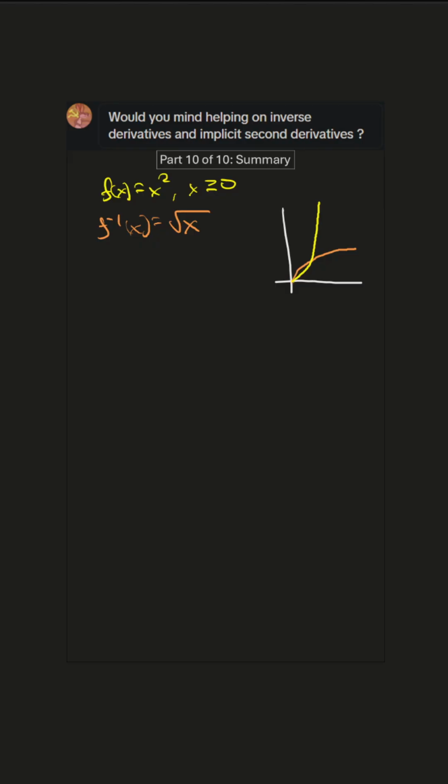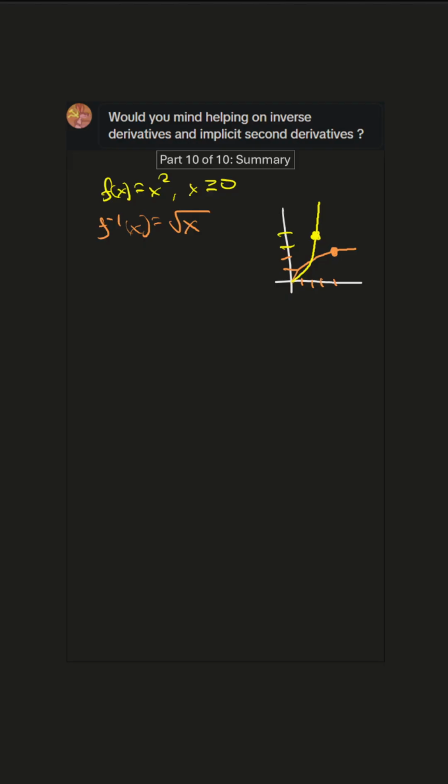Okay, so now let's pick a point. Let's say x equals 4. So 1, 2, 3, 4. This will be at 4, 2. 1, 2 on the square root of x. Well, where would that be on x squared? So that'll be at 2, 4. So 1, 2, 1, 2, 3, 4. Right there. So those points are inverses.